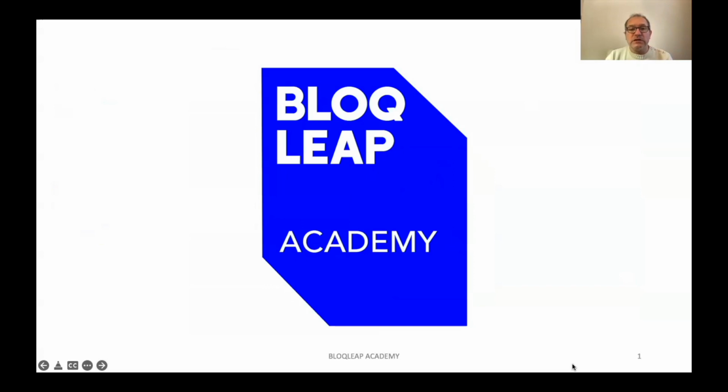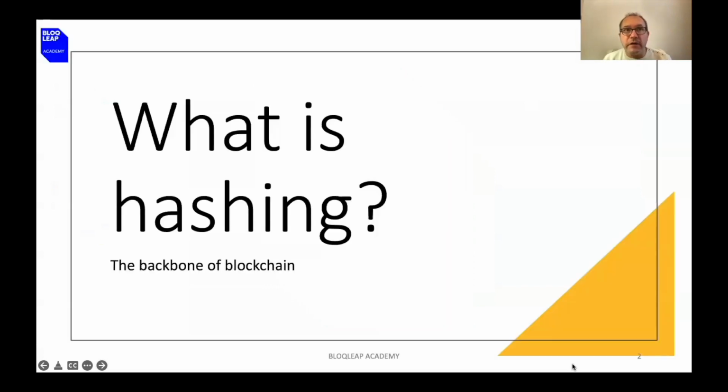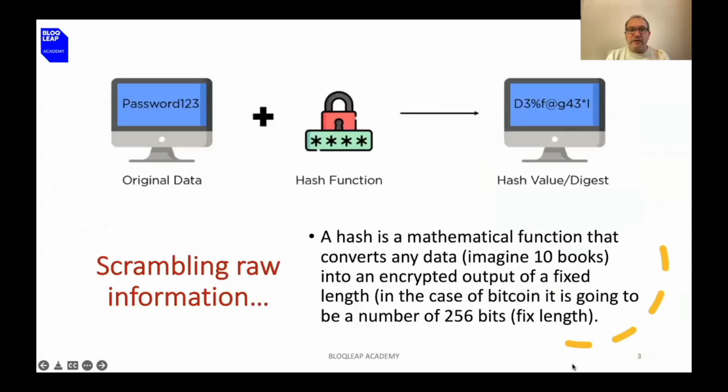Today, we are going to see something very important, which is called hashing. It's basically the backbone of blockchain and Bitcoin, and it's absolutely paramount if you want to understand what cryptocurrency is about. So cryptography, hashing, is something we're going to see today. Let's go to a quick definition, which looks complicated, but it's really not.